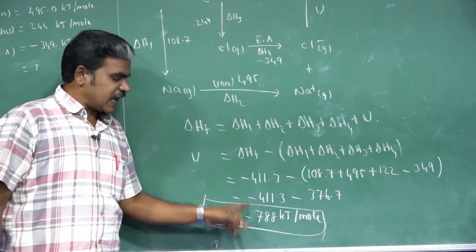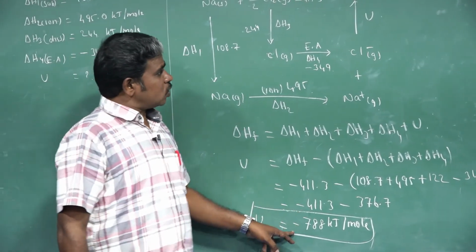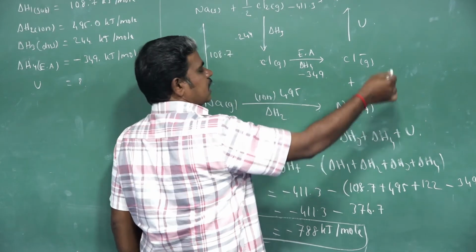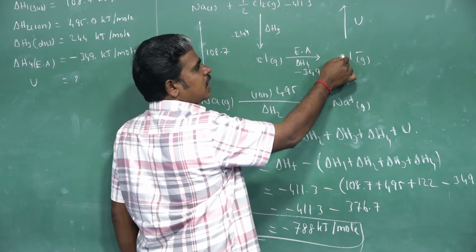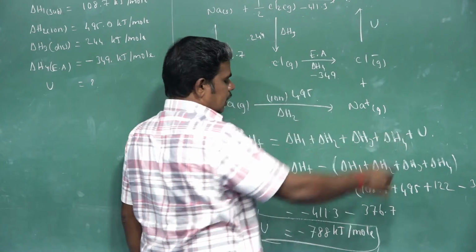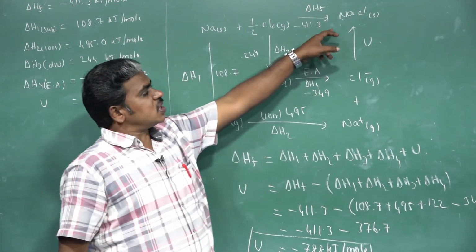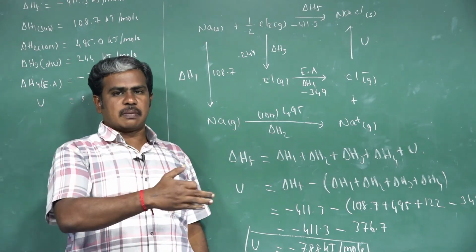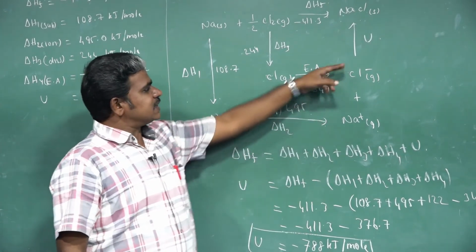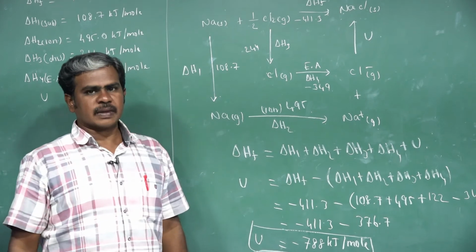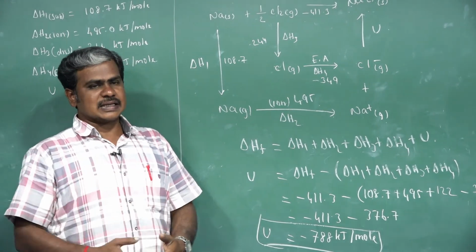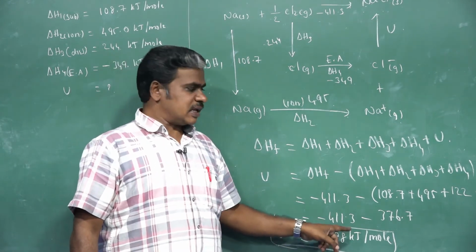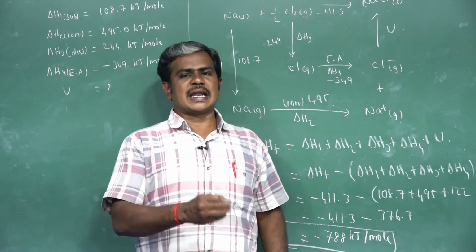The negative sign refers to when Na plus is combined with Cl minus to form NaCl. And here the formation of NaCl from its ions is exothermic. So this is the exothermic value. Then if you consider the lattice energy as the reverse process, it is plus 788 kilojoules per mole, and that is the lattice energy.